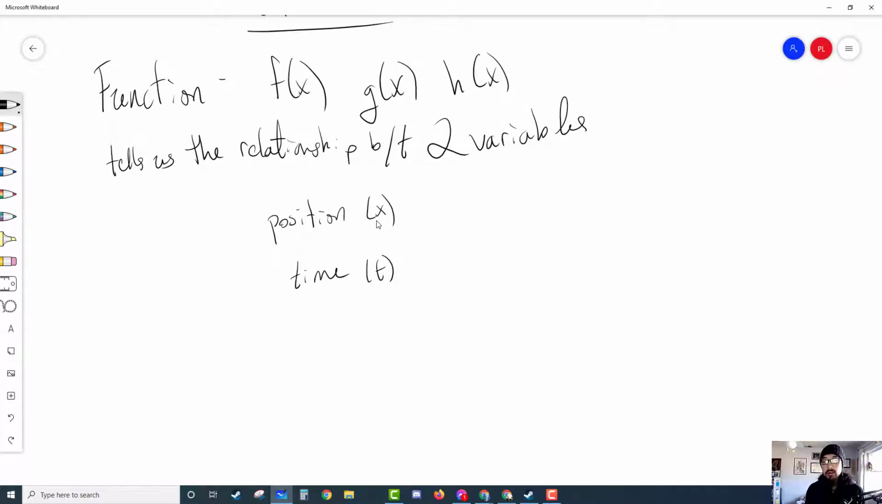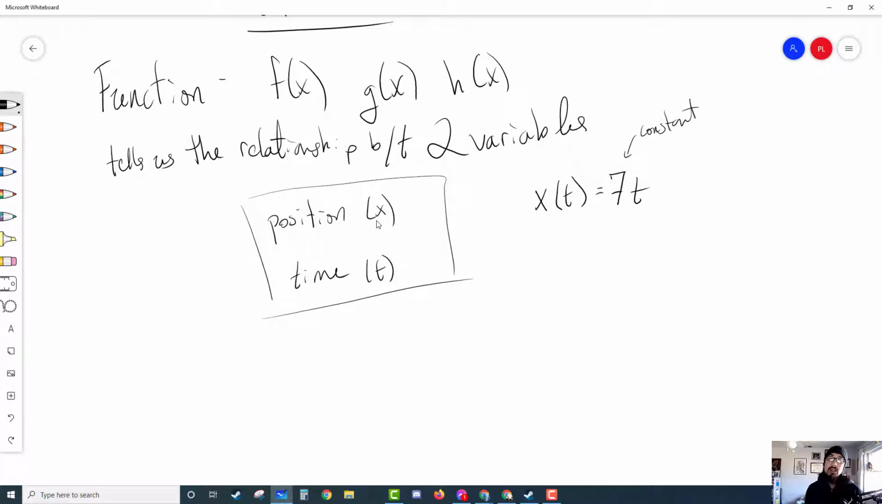Right? So if I were to create a function for this, I could create something like this. So my position with respect to time is given by this equation. I don't know, let's say it's 7t, right? Where 7 is just a constant, and this constant is just helping us describe the scenario, where t, okay, this is my variable, and more specifically, this is my independent variable. And here, x, this is my dependent variable. And once again, this t is my independent variable.